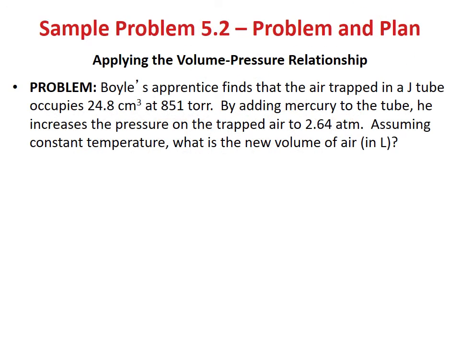Sample problem 5.2. Boyle's apprentice finds that the air trapped in a J tube occupies 24.8 cubic centimeter at 851 torr. By adding mercury to the tube, he increases the pressure of the trapped air to 2.64 atmosphere. Assuming constant temperature, what is the new volume of the air in liter?